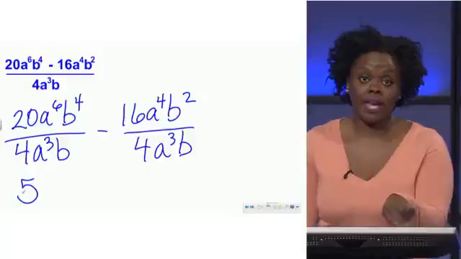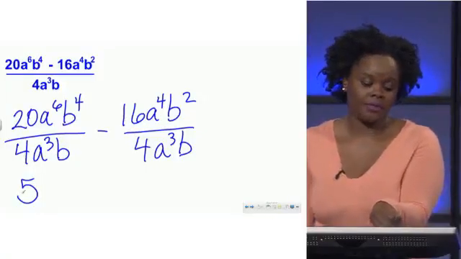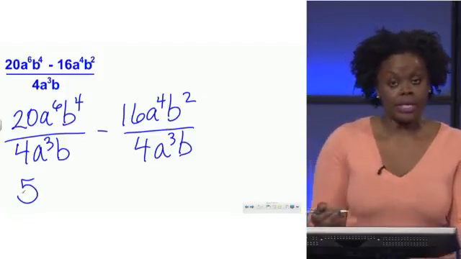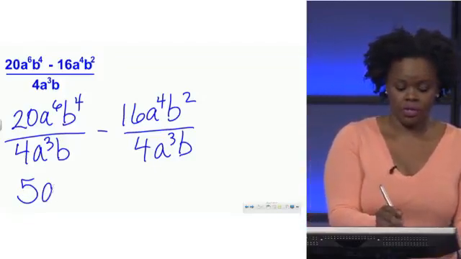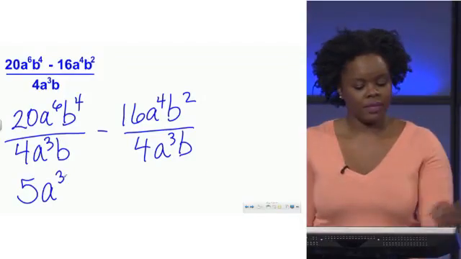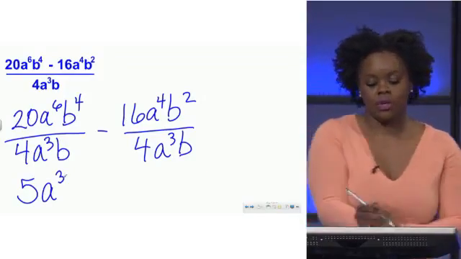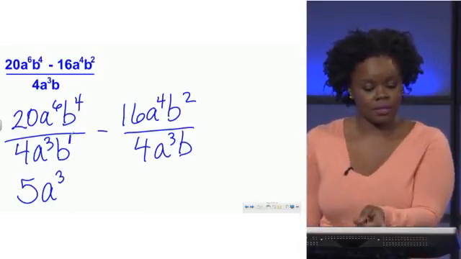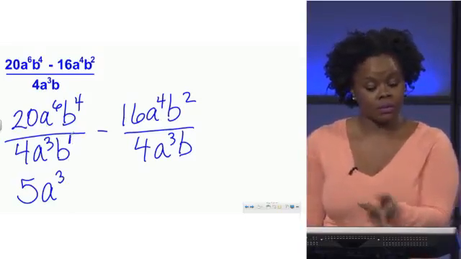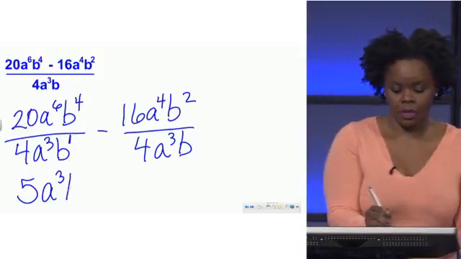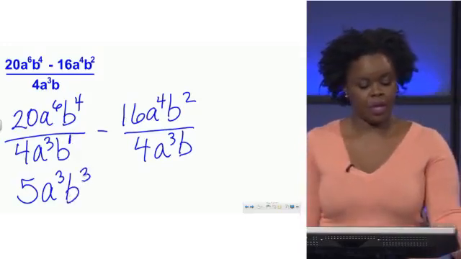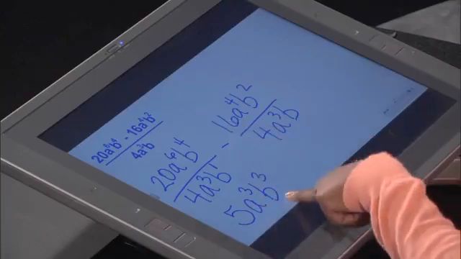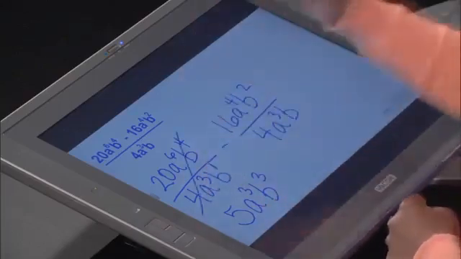Okay, if I handle the a's, I have 6 and 3, so I know I need to subtract those. 6 minus 3 is 3. So a to the 3rd. Then I have a b, so I know it's an invisible 1, right? Subtract these. So 4 minus 1, that's also 3. So b cubed. So that first part just simplified right down to 5a cubed b cubed. And you've handled that, you're done with that part.